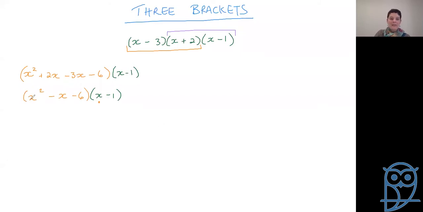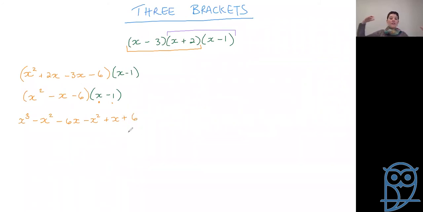So x times x squared is going to be x cubed. X times minus x squared. X times minus 6, minus 6x. Then we do exactly the same thing with the minus 1. Minus 1 times minus x squared, minus x squared. Minus 1 times minus x, plus x. Minus 1 times minus 6, plus 6.